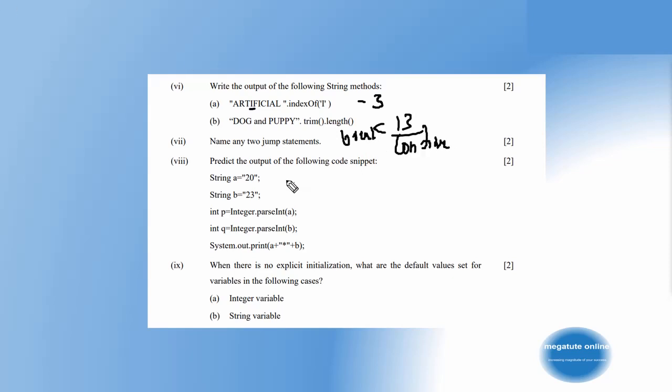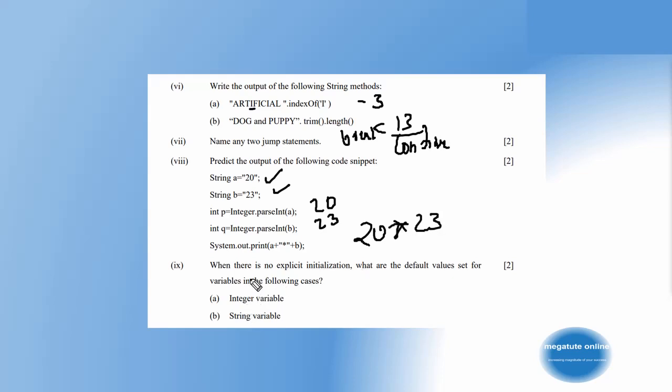Reading the output of the following code: A is string "20", B is string "23". Now parsing is converting them into integer 20 and integer 23 in P and Q, and then we are printing it out. But when we are printing it out, we are putting a multiplication sign in quotes. So it's not going to multiply them, it's just going to print it as 20 and 23 with a star in between.